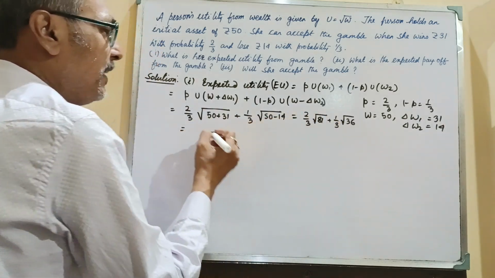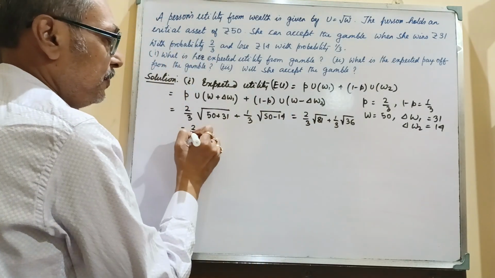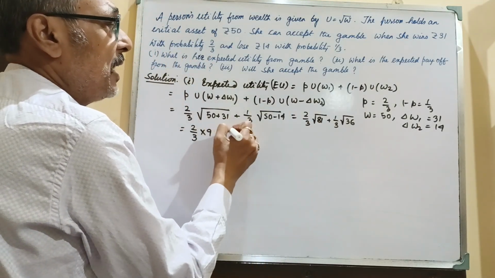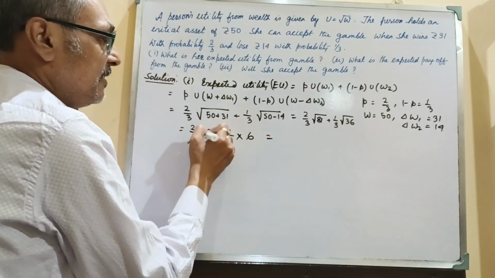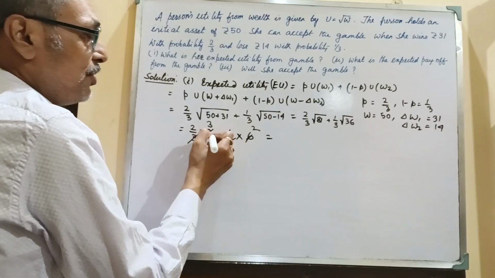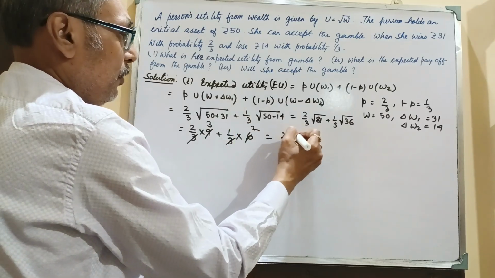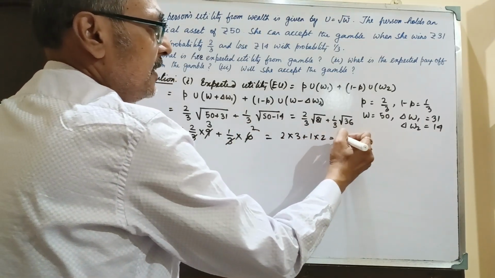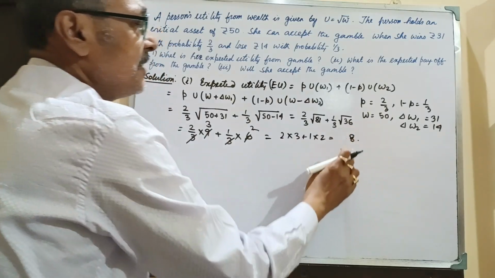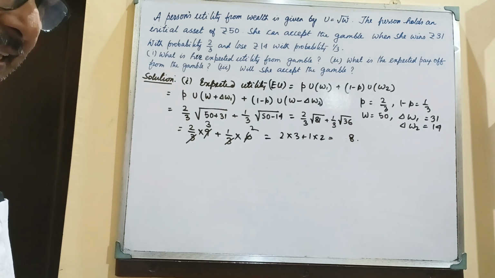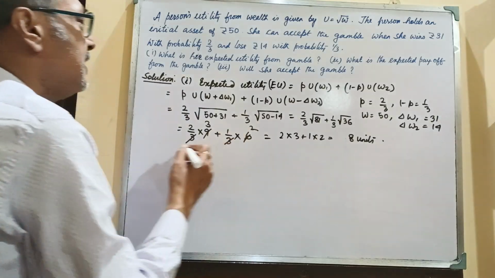Now the square root of 81 is 9. We are taking only the positive square root. This is 9 plus 1 by 3, and the square root of 36 is 6. 2 by 3 of 9 comes to 6, and 1 by 3 of 6 comes to 2, therefore 6 plus 2, this is 8. The expected utility is 8 units. We have to write the units.